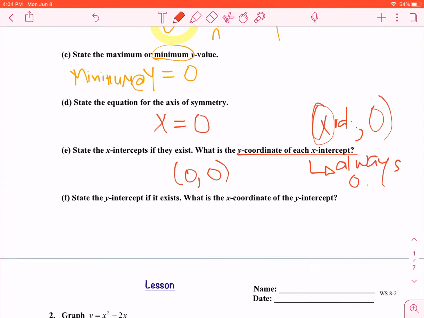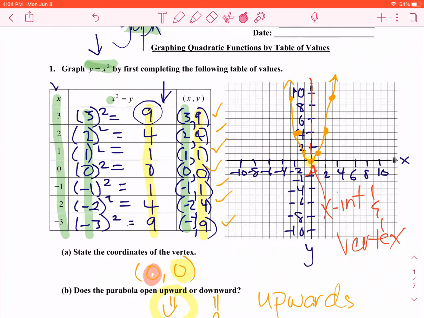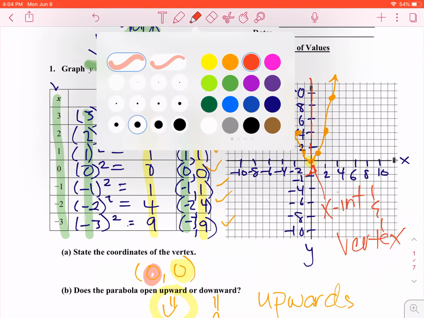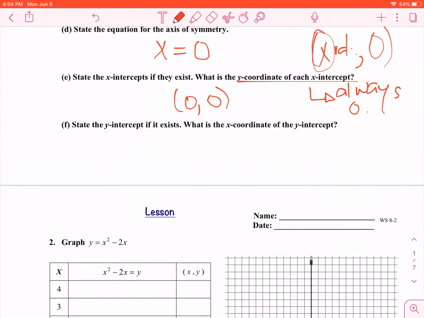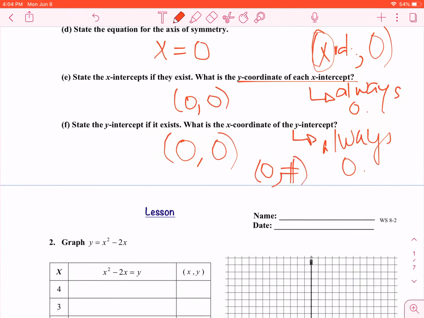State the y-intercept if it exists. So again, your y-axis is right here, and the graph crosses your y-axis also at 0. So state the y-intercept, (0, 0). What is the x-coordinate of the y-intercept? Always 0. So in this case, it'll always be 0 and then a number. Wherever that number is depends on where the graph lies on the y-axis. Okay?